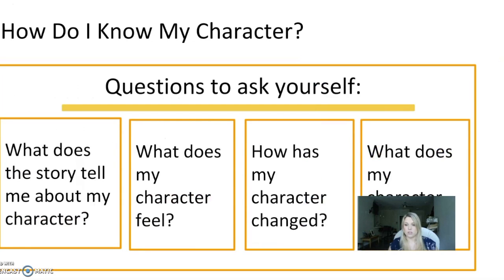So there's several questions to ask yourself when you want to know who is my main character. So the first question to ask yourself is, what does the story tell me about my character? So for example, does the story tell you that Junie B. Jones doesn't like dogs? Another question is, what does my character feel? For example, I could say in the book, Sarah was sad when this happened. So you understand how the character feels.